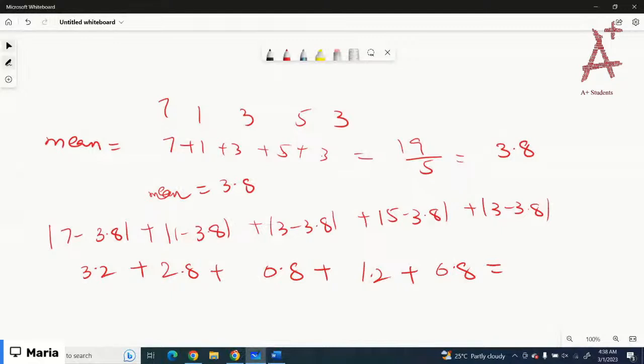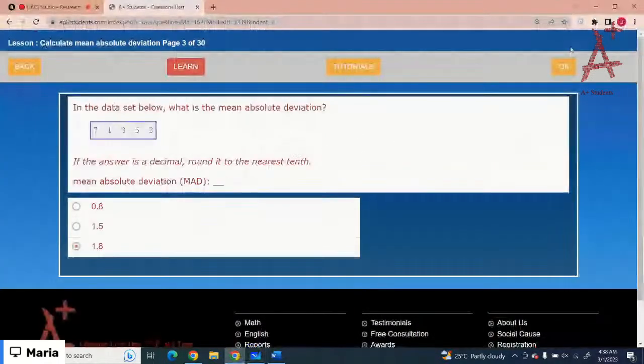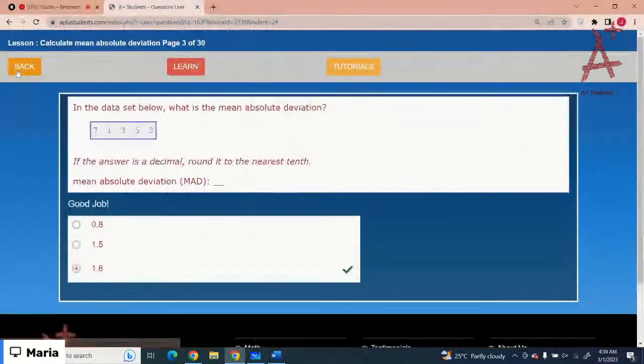So the sum of all the numbers is 8.8, and just divide it by 5. So 8.8 divided by 5 equals 1.76. It would be rounded off to 1.8. Got it? That means the mean absolute deviation of the given data set is 1.8. So the correct option is 1.8. Okay, you can complete the test by yourself later today.